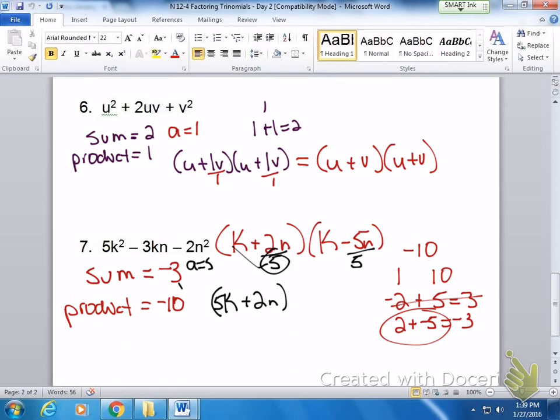On the next one, I can do the k, but I have negative 5 over 5, which goes to negative 1, so I have minus 1n, or just minus n. And there's your answer.